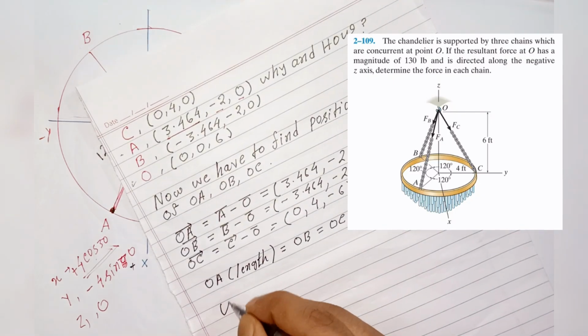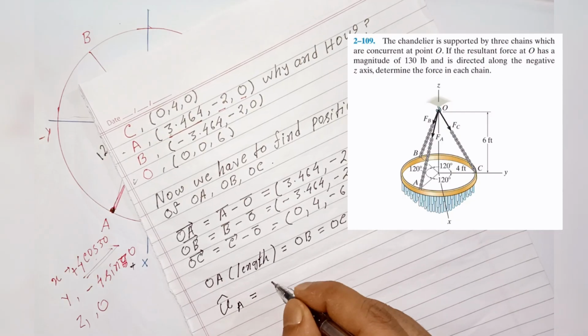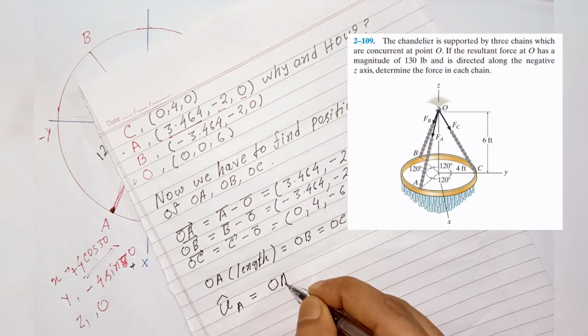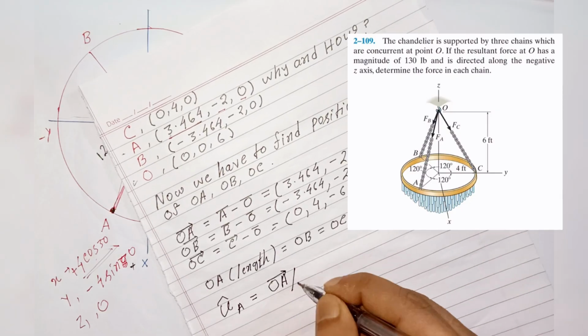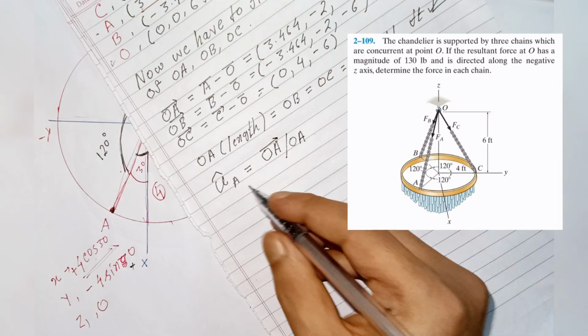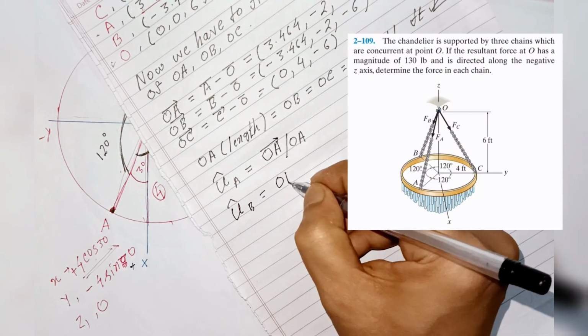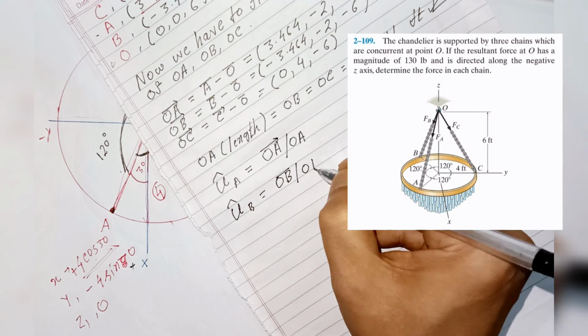Now you have to find the unit vector. How to find the unit vector? The unit vector is the ratio of the vector and its length, the magnitude value. So find the unit vector, then drop your answer in the YouTube comment section.